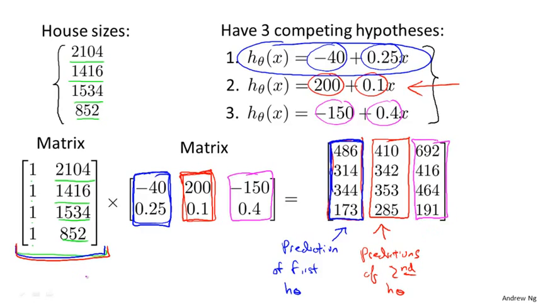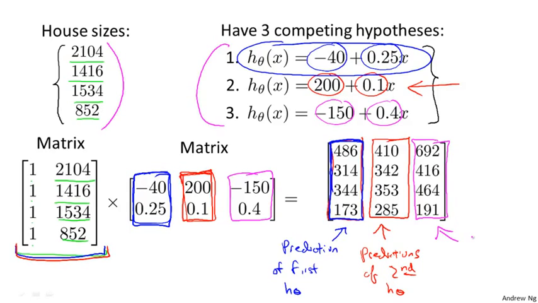And so I didn't step through all the details, but hopefully you feel free to pause the video and check the math yourself and check that what I just claimed really is true. But it turns out that by constructing these two matrices, what you can therefore do is very quickly apply all 3 hypotheses to all 4 house sizes to get all 12 predicted prices output by your 3 hypotheses on your 4 houses. So with just one matrix multiplication step, you manage to make 12 predictions.